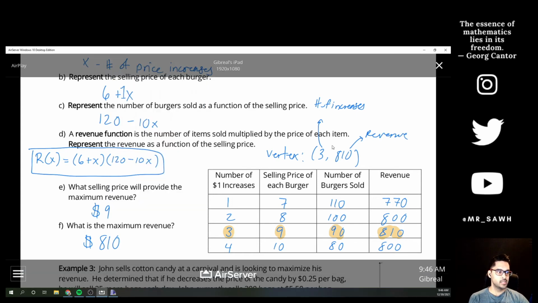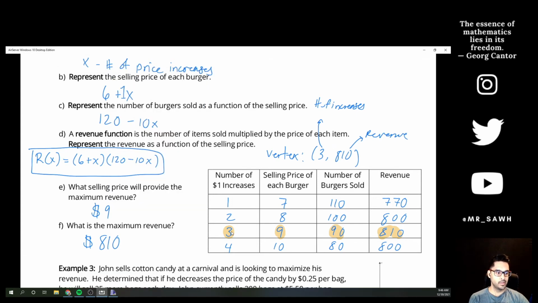Right, so all of the same things are true, right? There's my number of increases, and I have to work backwards again to find out what the actual selling price is. But if I know x is 3, 6 plus x would give me 9 anyways, so I can still do it. And my revenue is 810.